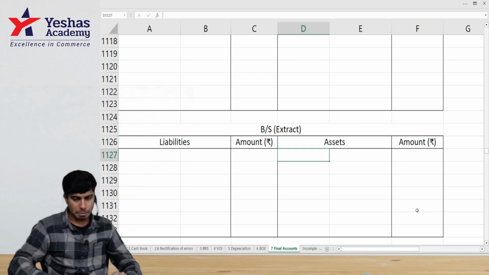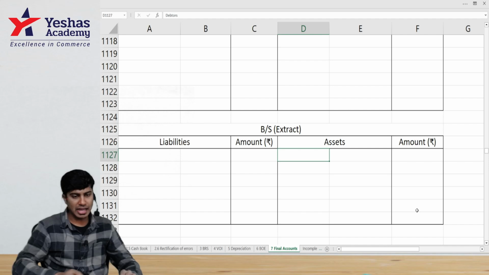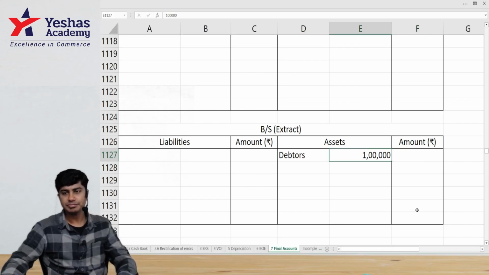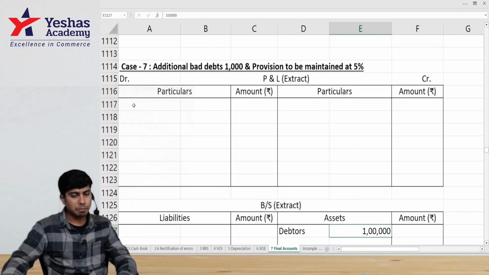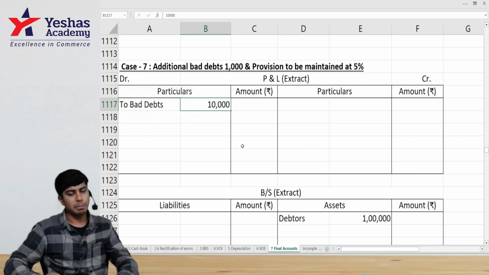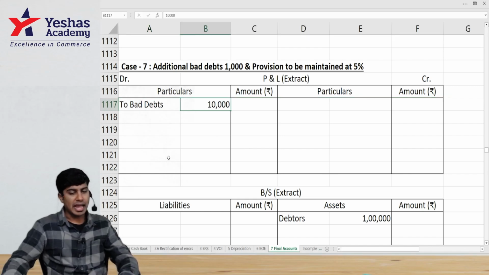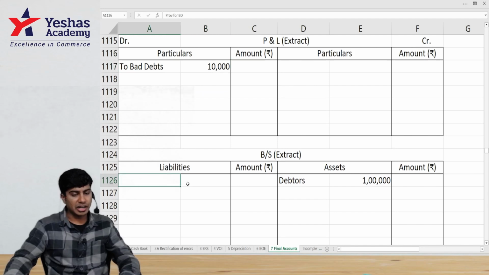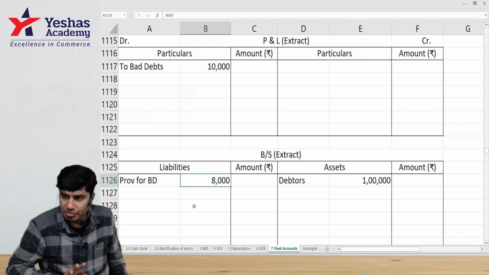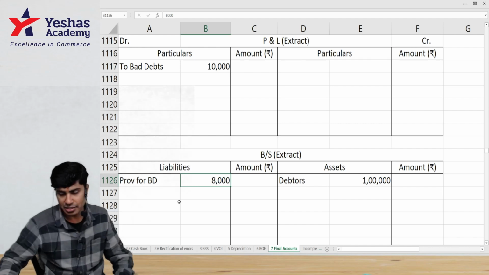I would write in my balance sheet on the asset side debtors of 1 lakh. And in our P&L account on the debit side, I would write bad debts 10,000. And on the liability side, I'll write provision for bad debts 8,000. This is the data from the trial balance I posted as it is.